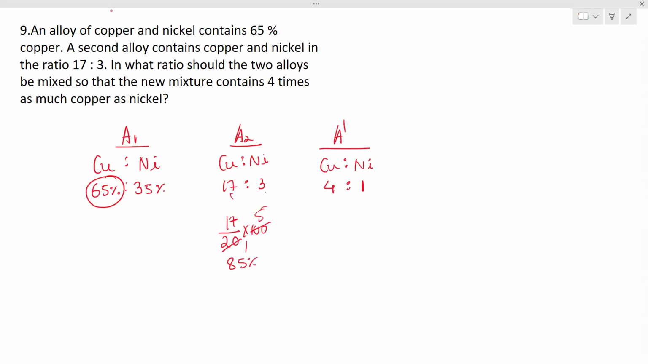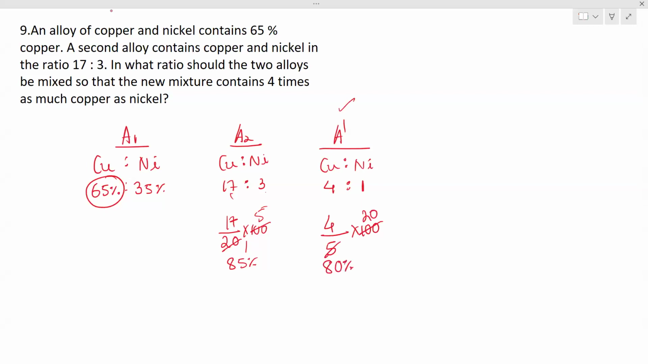Now you guys tell me how much copper will be there in the combined mixture. Calculate and tell me. If 4 parts is copper, out of a total of how many parts? 4 parts is copper out of a total of 4 plus 1, 5 parts. So if I wanted it in terms of percentage, what am I supposed to do? Multiply it with 100. 5 times 20 is 100. 20 into 4 will give me 80%.